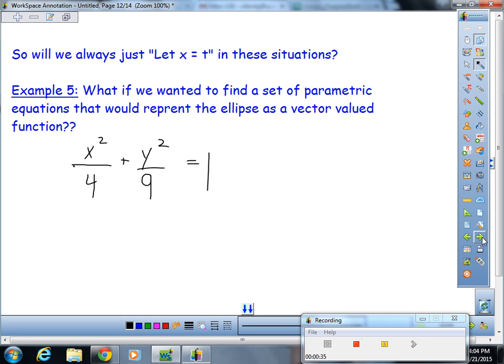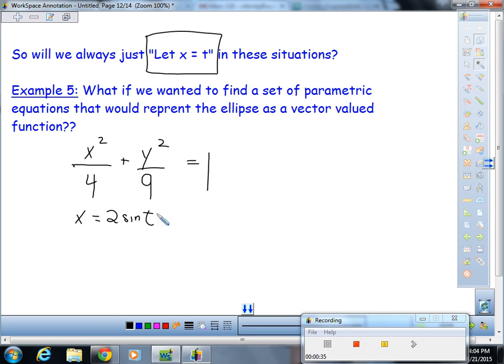Okay, so do we always just let x equal t? I mean, that kind of seems like a waste of time. We're just kind of switching out one variable and adding another. No, the answer is no. So think about this one. What if we wanted to find a set of parametric equations that would represent the ellipse? So how could we do an ellipse? Well, letting x equal t on this one is not going to help us with a nice vector valued function for y. But what if we let x equal 2 times the sine of t?